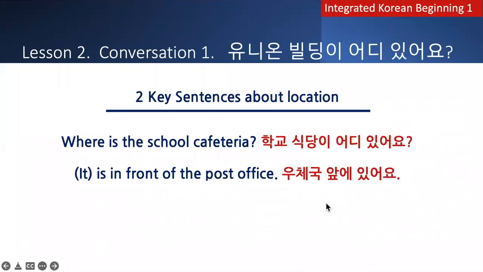In this video, I'd like to explain the first conversation of lesson 2 titled Union Building이 어디 있어요? There are two key sentences. The first one is Where's the school cafeteria? 학교 식당이 어디 있어요? The second one is It is in front of the post office. 우체국 앞에 있어요. Okay, then let's dive into the conversation.